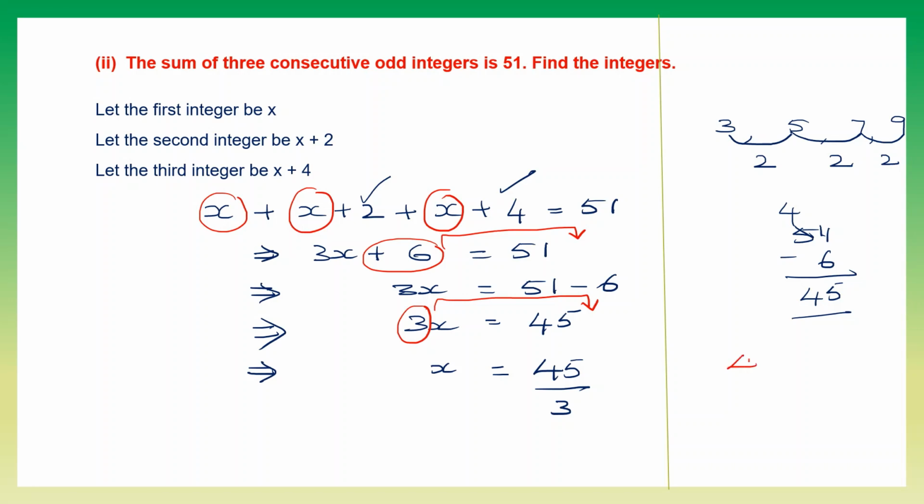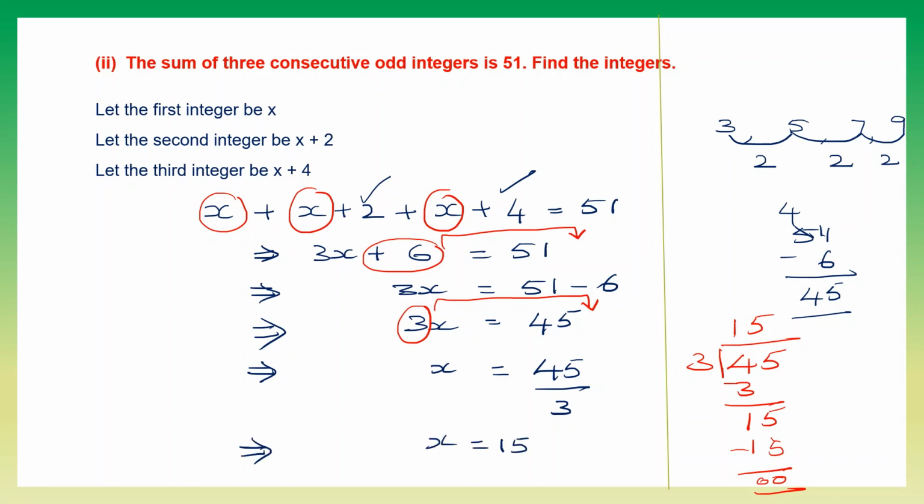So let's divide 45 by 3. 3 ones are 3 minus 1 and 5 is 15. 3 fives are 15. So we have found x to be 15. So therefore x is equal to 15.